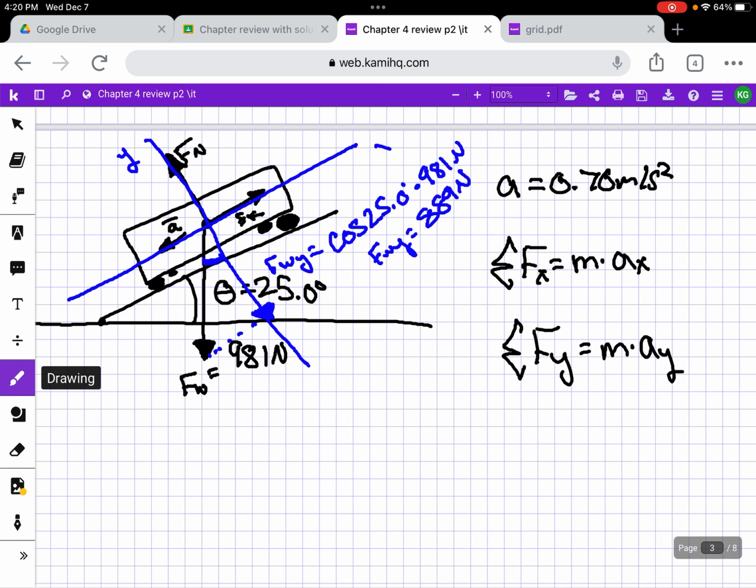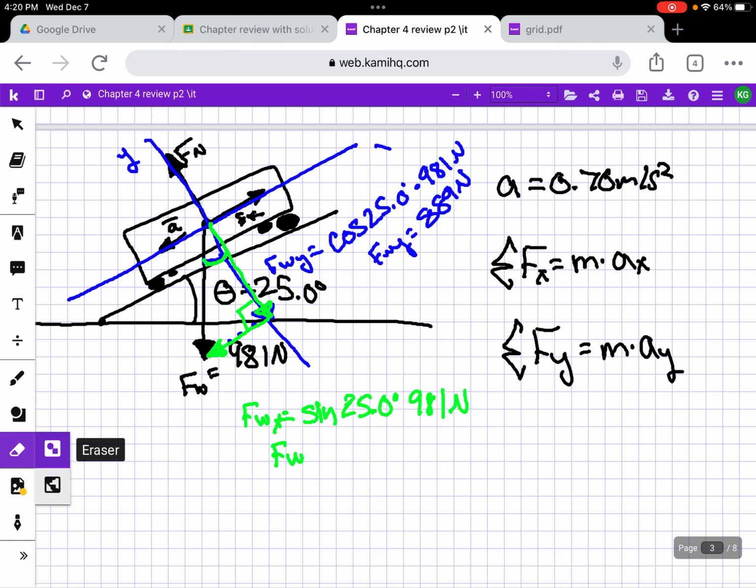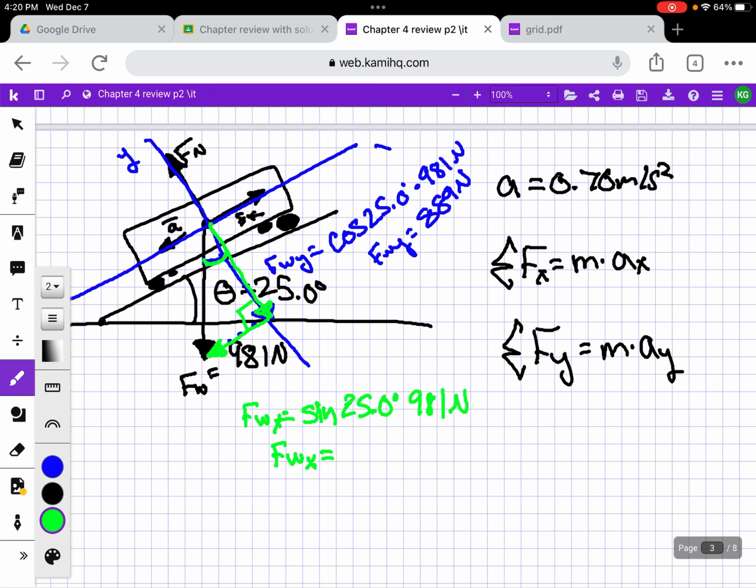I'm going to draw this in a different color just so you can see it. This right here is my force weight in the y, and my force weight in the x. Whether you draw it here up on your x-axis, whichever makes you see it better, sometimes I like to see my triangle because you need that right angle, and this is your theta. That makes your force weight your hypotenuse. So my force weight in the x is equal to sine 25.0 degrees times my hypotenuse of 981 newtons. I'm going to type sine 25 times 981 into my calculator: 415 newtons.